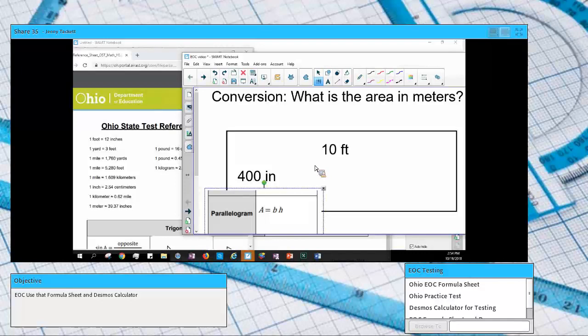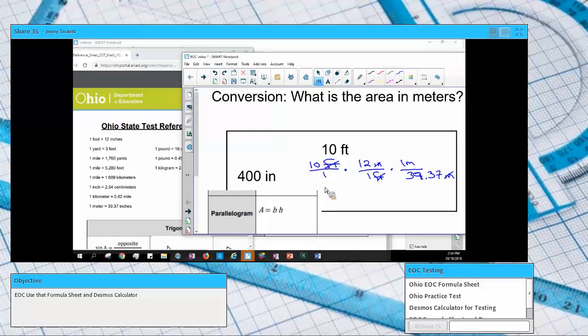So I can go 10 feet all over 1 times 12 inches all over 1 foot times 1 meter all over 39.37 inches. Notice what's happening. The inches in the denominator cancel out the inches in the numerator, and the feet in the denominator cancel out the feet in the numerator.